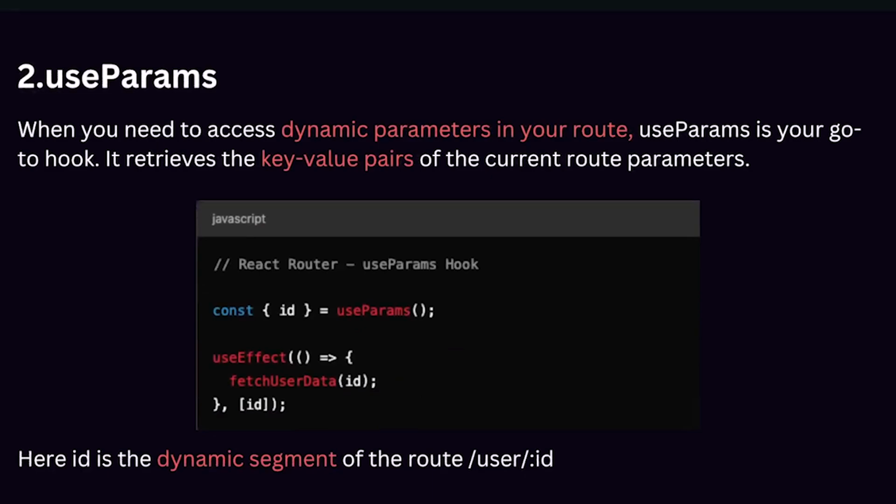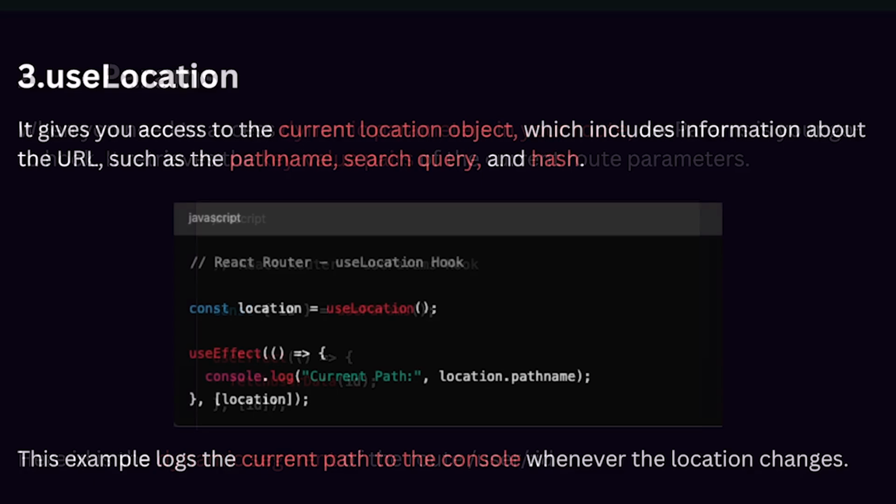The second most essential React Router hook is called useParams. When you need to access dynamic parameters in your route, useParams is your go-to hook. It retrieves the key value pairs of the current route parameters. Here, id is the dynamic segment of the route /user/:id.